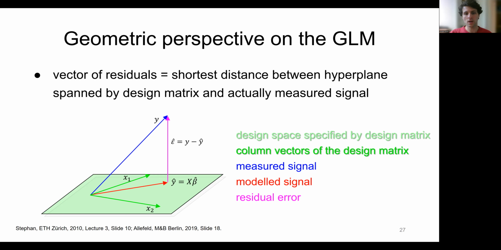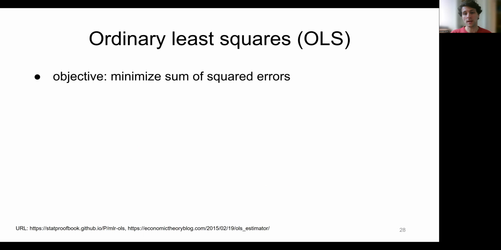So the point on the design space from which we can draw a vector to the measured signal, which is orthogonal to the design space, will be the model signal and will therefore specify the estimated regression coefficients. We can use this to come up with an equation for parameter estimation, which is called ordinary least squares. The objective here is to minimize the sum of squared errors. And as you can imagine, minimizing the sum of squared errors is equivalent to finding the shortest distance between the design space and the measured signal.